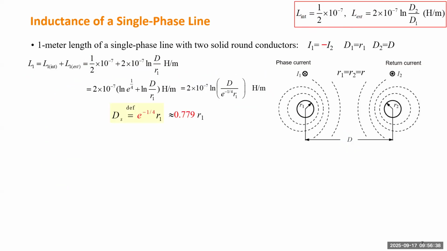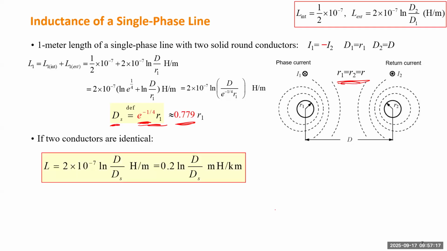So we simply define this denominator as ds, because it is just a factor multiplying the radius of the conductor. If you calculate e to the power of negative a quarter, that is equal to around 0.78. It's slightly lower than 1. So we call this one ds. By defining this, we can largely simplify the formula of inductance, and further assume the two conductors are the same and have the same radius. That can help us further simplify the formula.